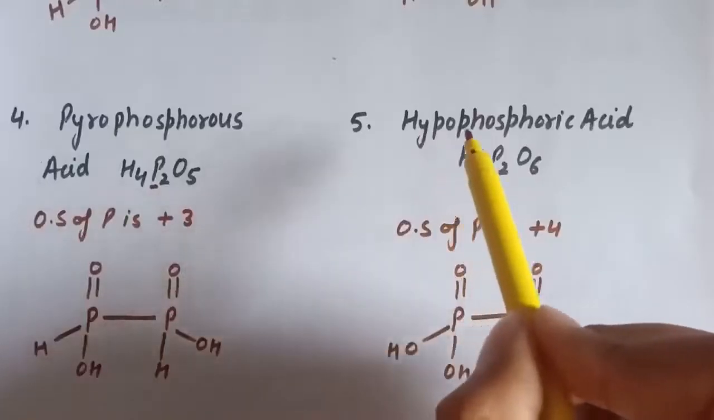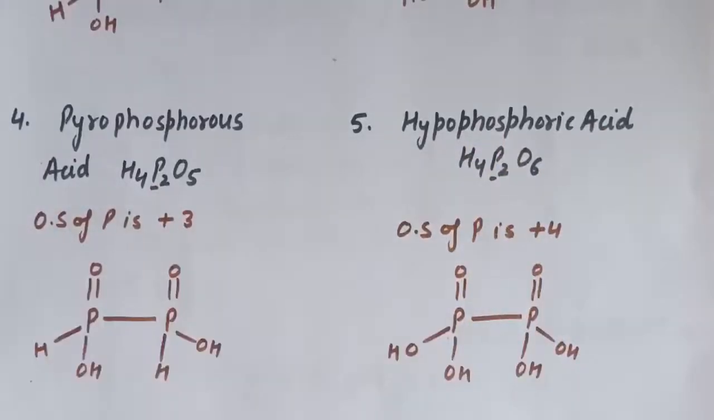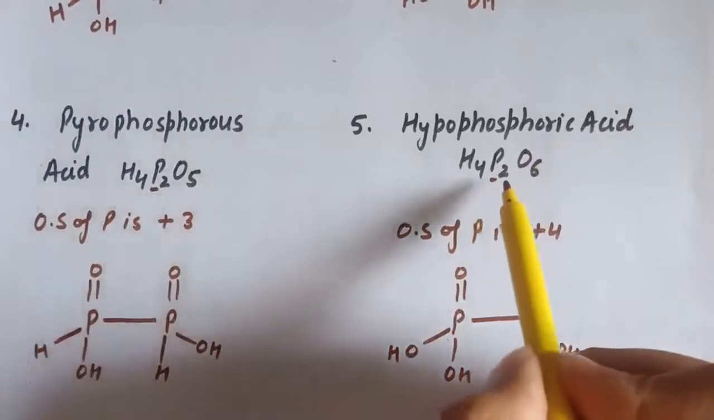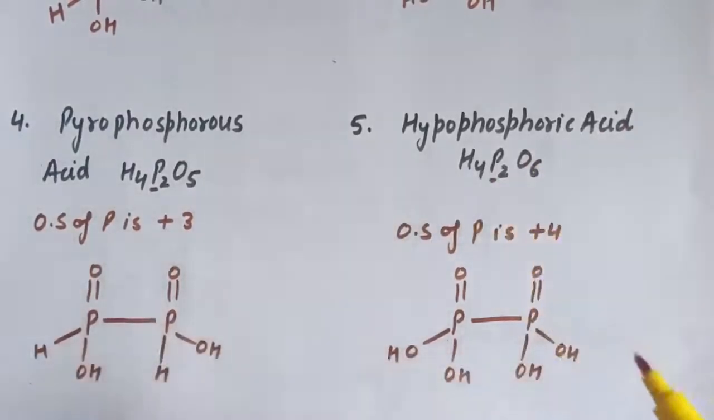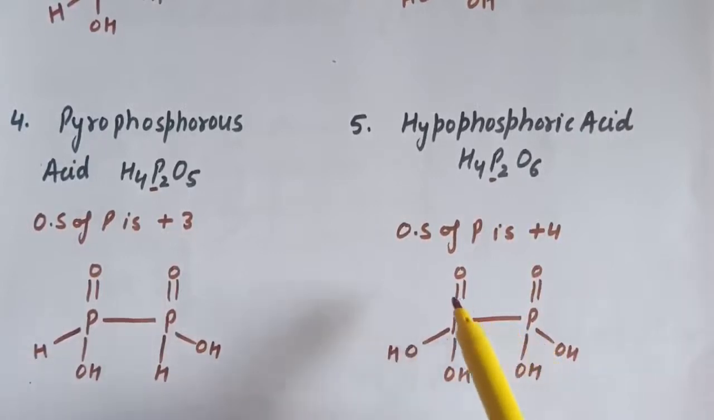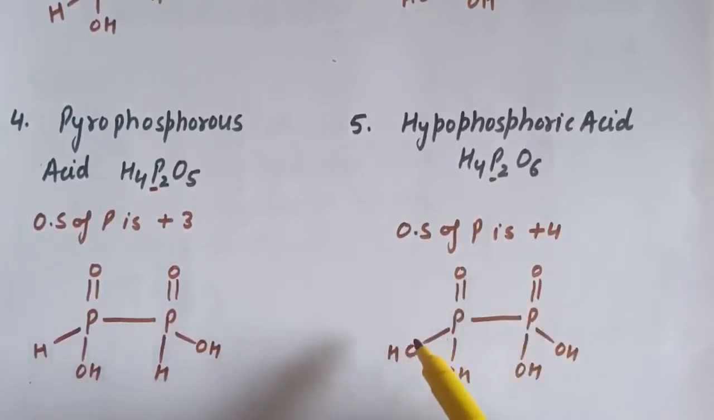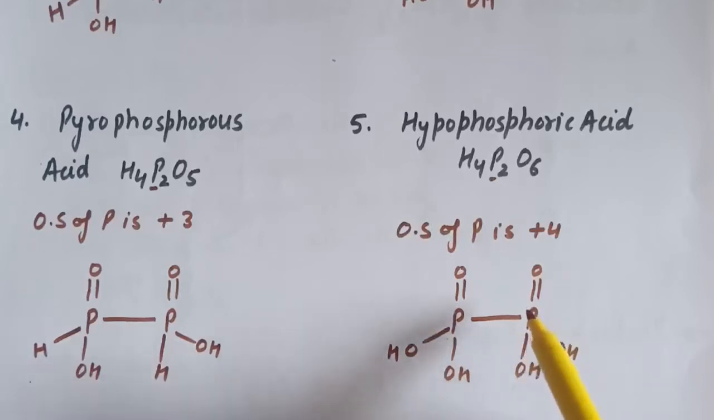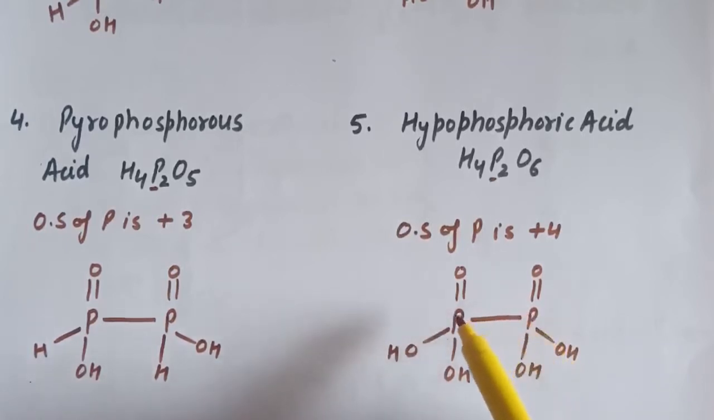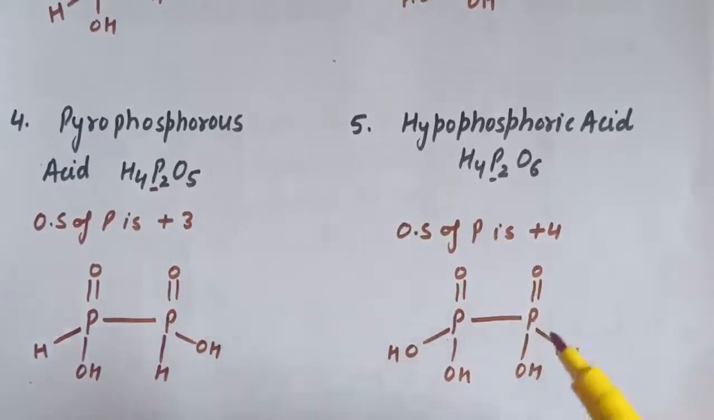Next is hypophosphoric acid, and the formula is H4P2O6. In a similar manner we can draw the structure for hypophosphoric acid. We have two central atoms, and these are connected to oxygen via double bond, and we have two OH bonds on this phosphorus and two OH bonds on this phosphorus, and there exists a single bond between the phosphorus and phosphorus atoms.